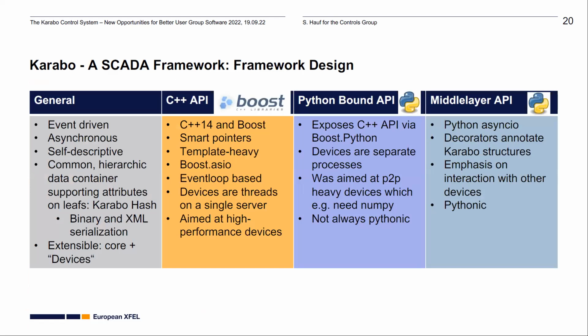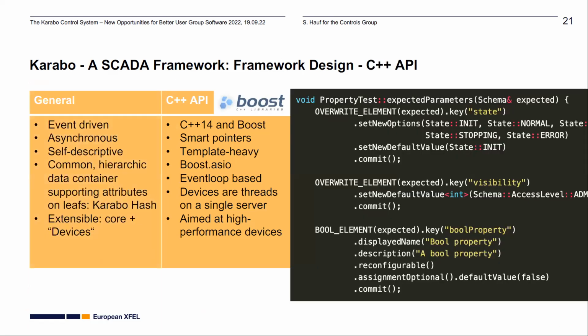Now I mentioned 3 APIs. Let's go through those in a bit more detail. Generally, I'd say the framework is event-driven, asynchronous, and self-describing, so you'll see that in all 3 APIs. But here's a bit on how they look. C++: C++14 and Boost mainly, smart pointers a lot, very template heavy. You define properties on the system like this: you always have a type, a key, and then you have the attributes which further describe it.